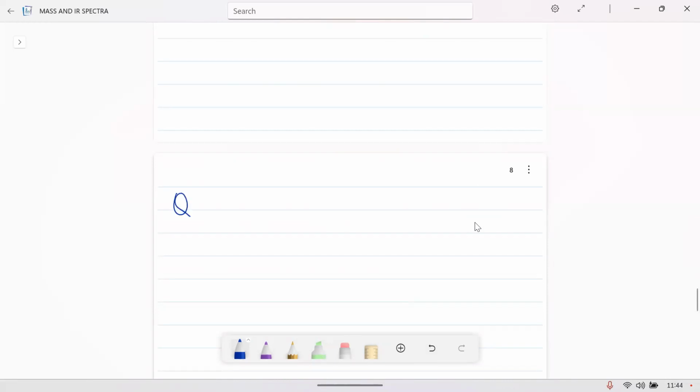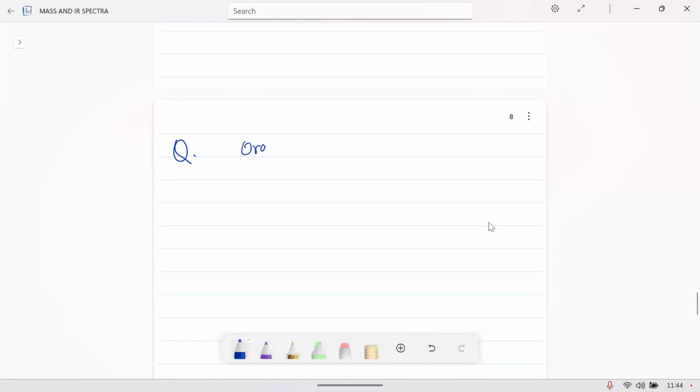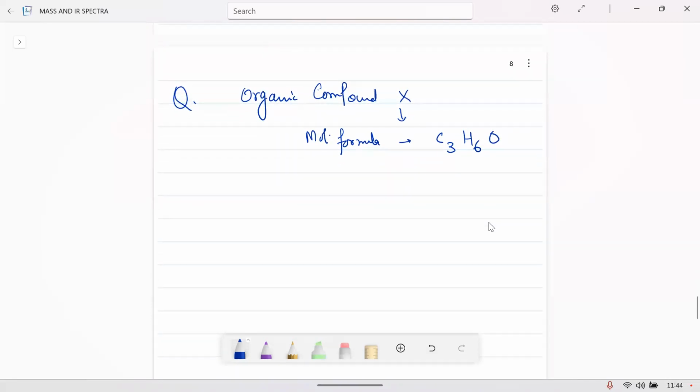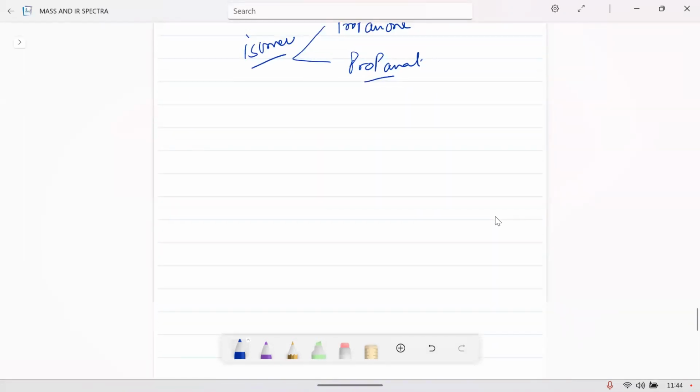Now, another type of thing that can be asked is that there is an organic compound X. It has a molecular formula of, let's say, C3H6O. They may ask us to identify it on the basis of the mass spectra. First thing is we know it is C3H6O. So this can be propanone or propanal, because both of them are isomers and both have the same molecular formula. But the problem is they are giving us the mass spectra and then asking which of these mass spectra is for propanone and which for propanal.